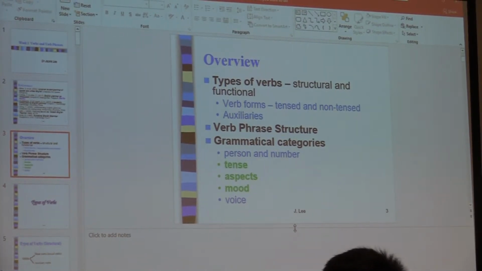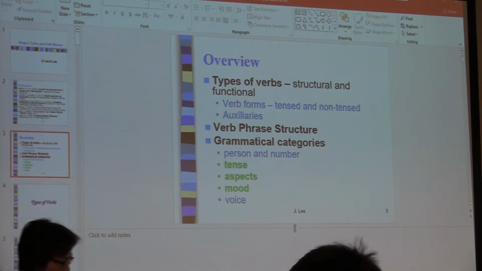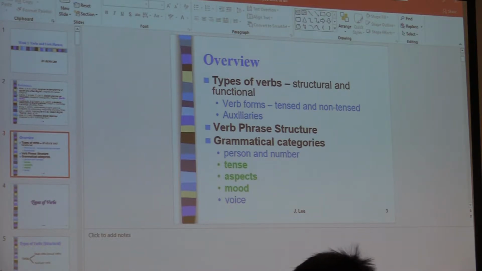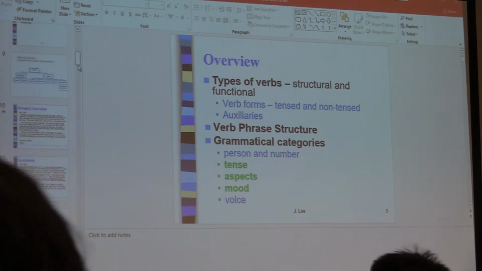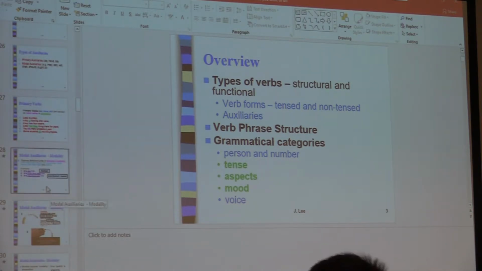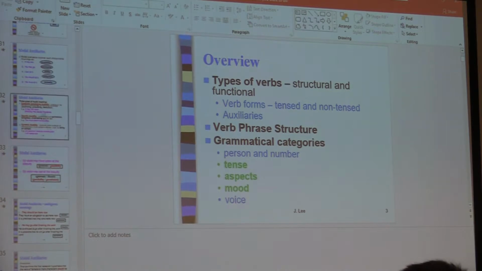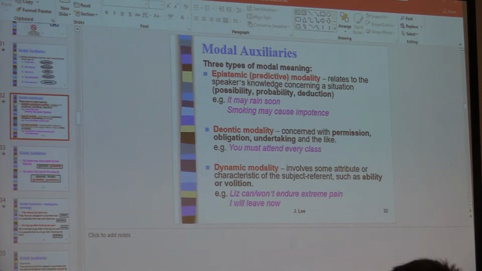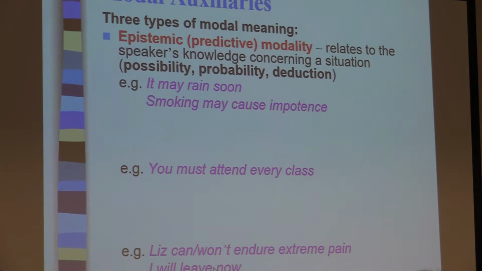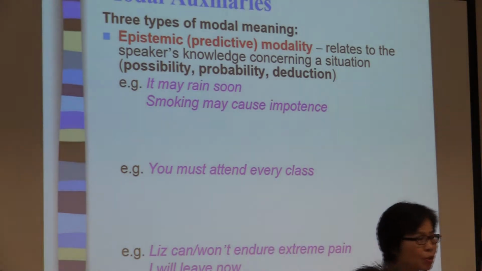Okay, now before we look at word phrase structure, I know there is an exercise on modal auxiliaries. Remember, there are different kinds of meanings that can be associated with modal auxiliaries. Remember these three different types? Epistemic modality, about your knowledge of the world. For example, it may rain soon. Your knowledge, looking at the clouds, black clouds, so you say it may rain soon, about possibility.